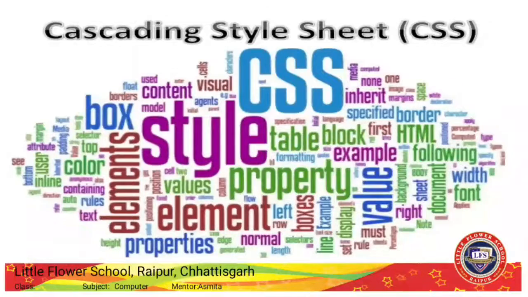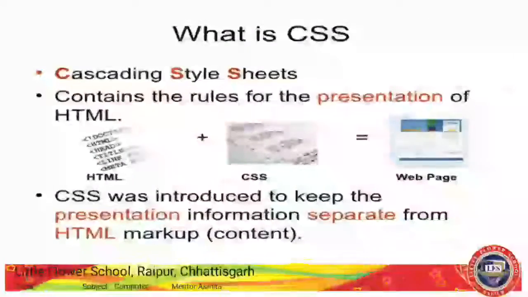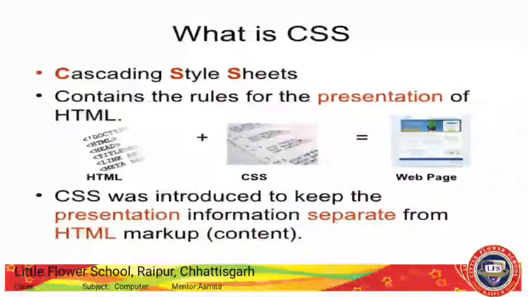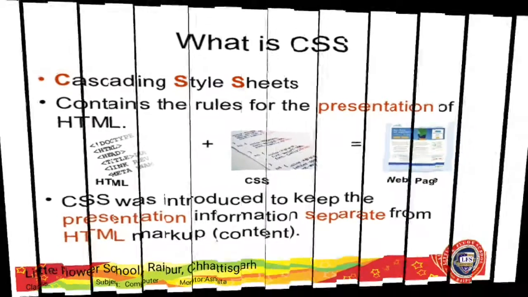Hello everyone, this is chapter 6, CSS. Now we'll see what is CSS. CSS stands for Cascading Style Sheets, which contains the rules for the presentation of HTML. So when we combine HTML with CSS, that forms a web page. CSS was introduced to keep the presentation information separate from HTML markup content.